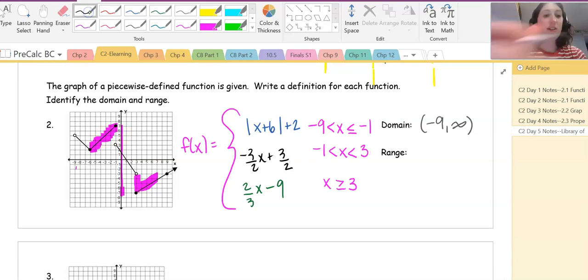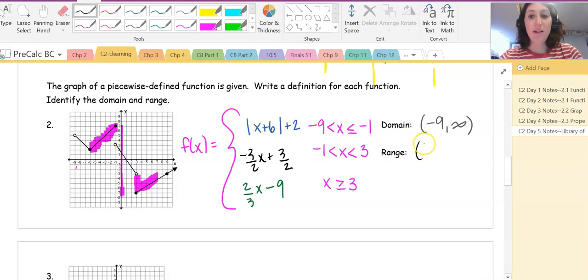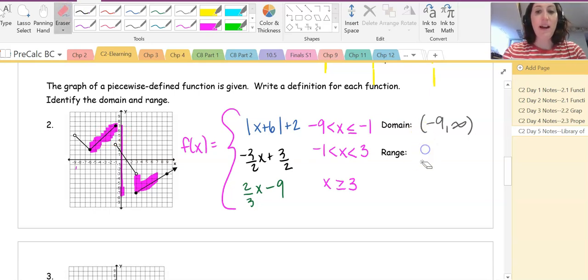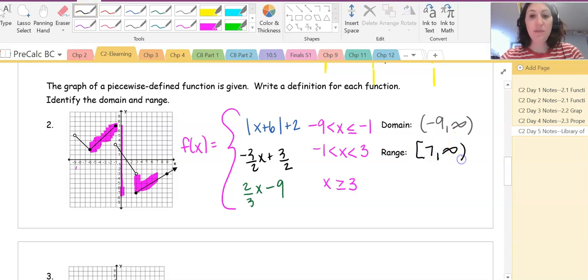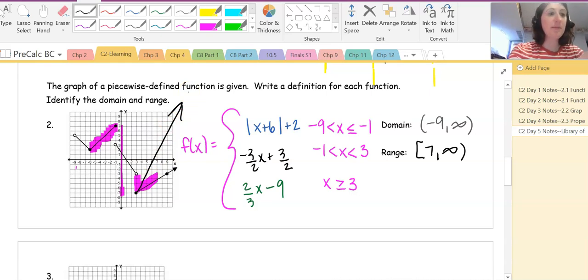So this is just going to be a -7, whoops, but a bracket -7, right? To infinity as well. Okay, because again, this arrow is going up. So it's literally going to hit all of that. Okay, all of your y's.